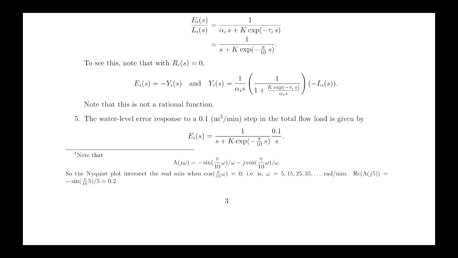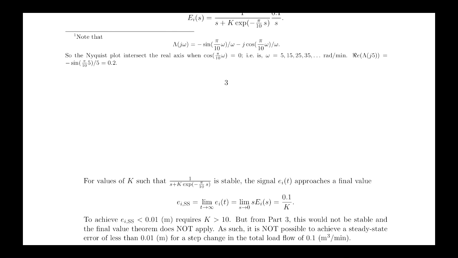Okay, so this stuff here is just about working out, well, if I put a step change in the load, L, right, and this is the Laplace transform of a 0.1 metre cube per minute step change in the load. This is the transfer function from the load signal to the error signal. This is what you get. Because this is a stable transfer function, provided k is less than 5, right, then it'll reach a steady state value. We can then apply the final value theorem to work out what that steady state value is by looking at the limit as s goes to 0 of s times the Laplace transform of E.